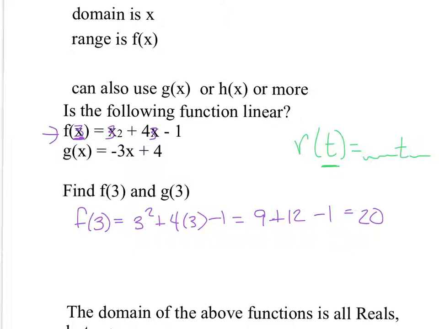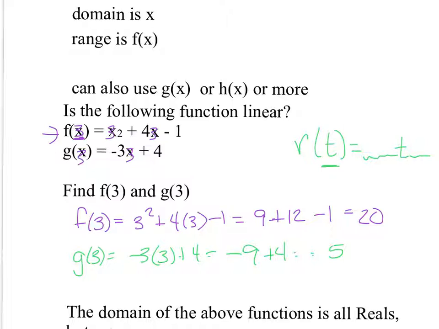G of 3, on the other hand, if I plug in 3 here and here, why did I pick purple again? Okay, then I've got g of 3 equals negative 3 times 3 plus 4 gives me negative 9 plus 4 gives me negative 5. So g of 3 is negative 5.